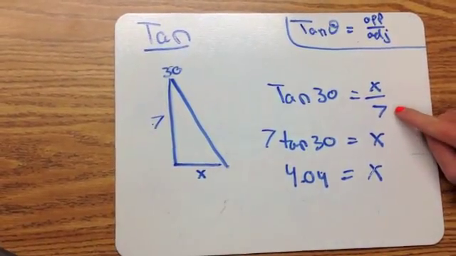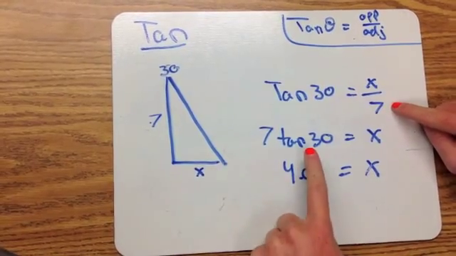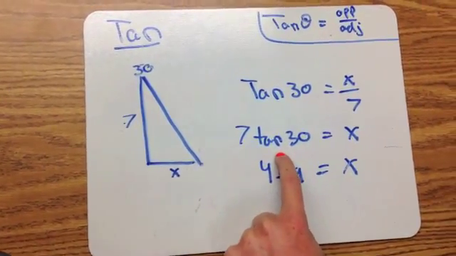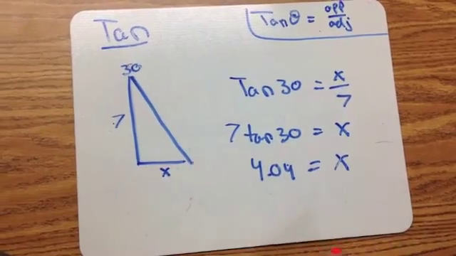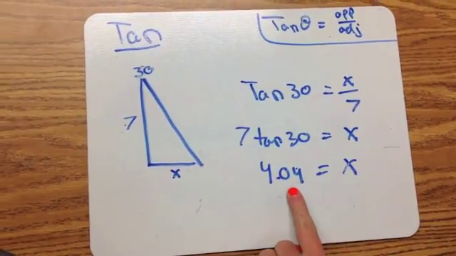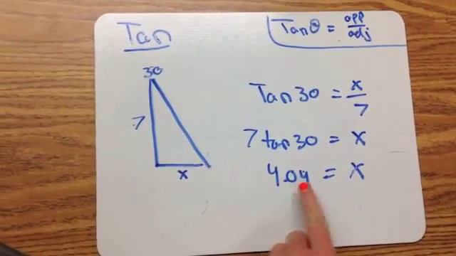And once again, we're going to take the 7 and we're going to multiply it over. So it's going to be 7 tangent 30 equals x. And then you plug that into your calculator and you get 4.04.